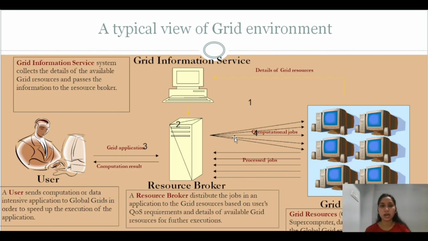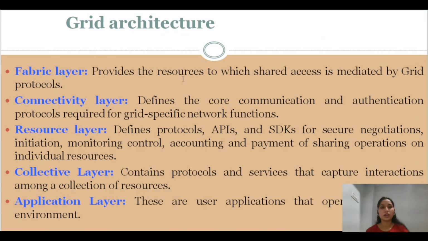And now let's see the architecture of grid computing. So grid architecture contains of five layers, which is fabric layer, connectivity layer, resource layer, collective layer, and application layer. Fabric layer provides the resource to which shared access is mediated by grid protocol. Connectivity layer defines the core communication and authentication protocol required for grid-specific network function.